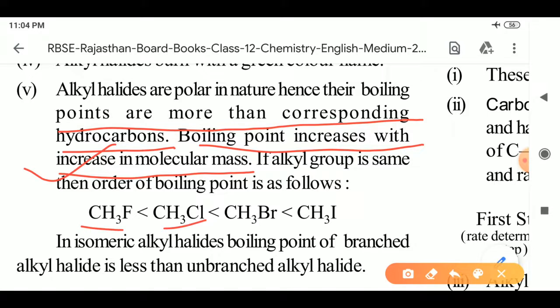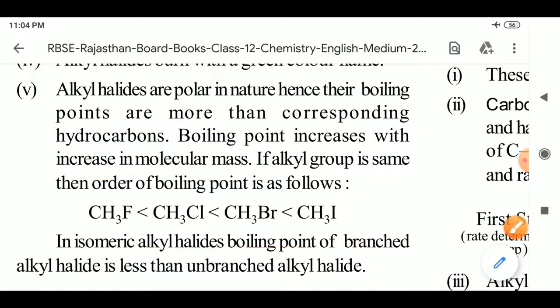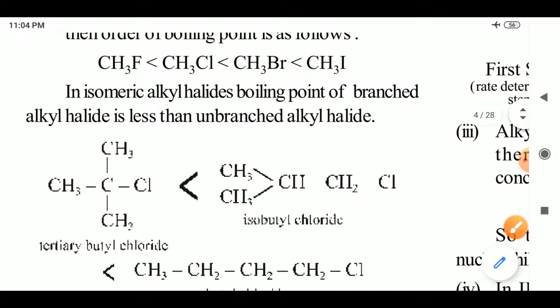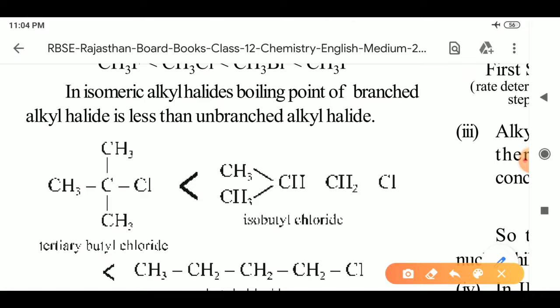CH3F, CH3Cl, CH3Br and CH3I. In all of them the CH3 group is the same, but fluorine, chlorine, bromine, iodine changes. And when we go from left to right, the molecular masses of these halogens increase, so the boiling point also increases.